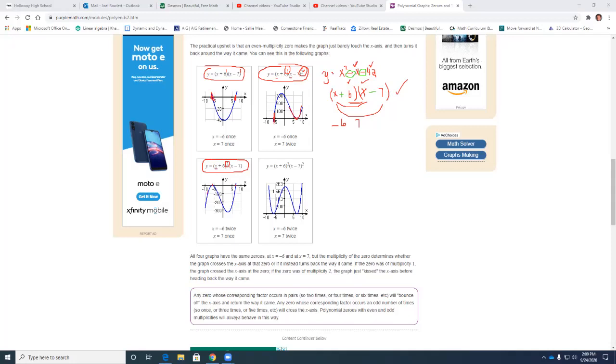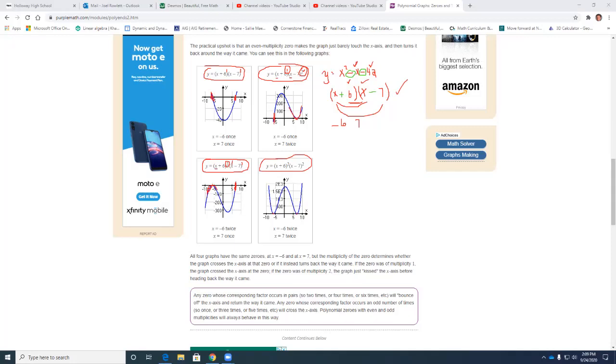In other words, the graph will come up and bounce, right? And then go back down. If you look at +7, notice it has an odd multiplicity of 1, so at 7, it slices through the graph. And finally, if we look at the function here, notice that -6 is a 0, and we'll graph that. And notice that +7 is a 0, we'll graph that.